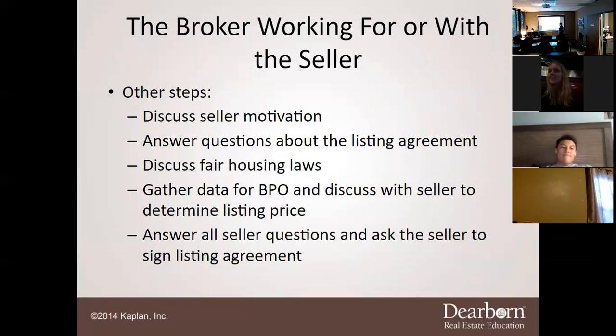Some other steps. Discuss the seller's motivation. Why are they selling or why are they buying? Answer questions about the listing agreement, if they have any. Discuss fair housing laws. Gather data for a BPO and discuss whether the seller needs to determine the listing price.